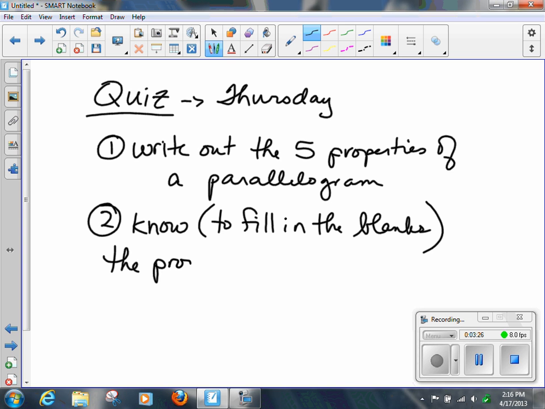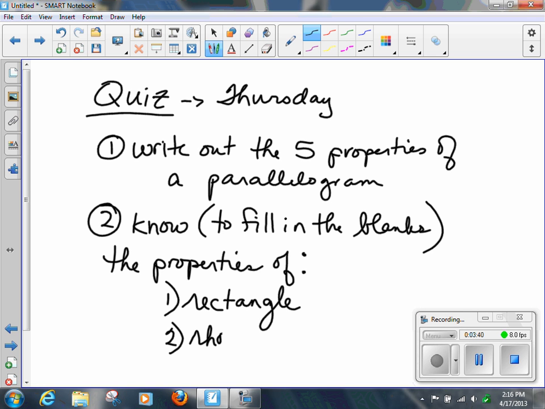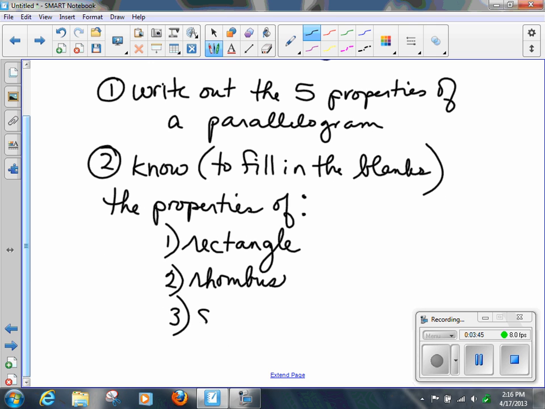You got to know the properties of a rectangle, a rhombus, and a square. And then you're going to have to work some of these application problems. And that's all we're going to do today. Okay, full time, we're working on these. We're going to work for a pretty good time on a worksheet together. We're going to do one together, and then I'm going to turn you loose, and you're going to work on your own.